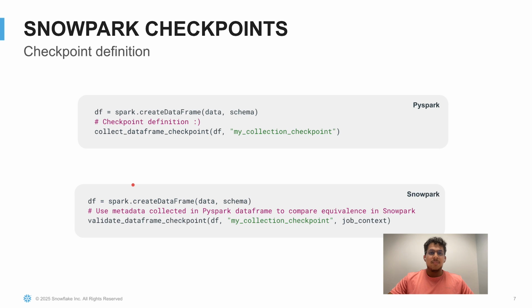Then in my Snowpark code, I want to get metadata from that data frame and also compare with the metadata that I previously collected from PySpark. To do that, I define my data frame and then I call the function validate data frame checkpoint. And I send as a parameter the data frame, the identifier that I assigned previously in my PySpark code, and finally the job context from PySpark to make the different comparisons over the schema.